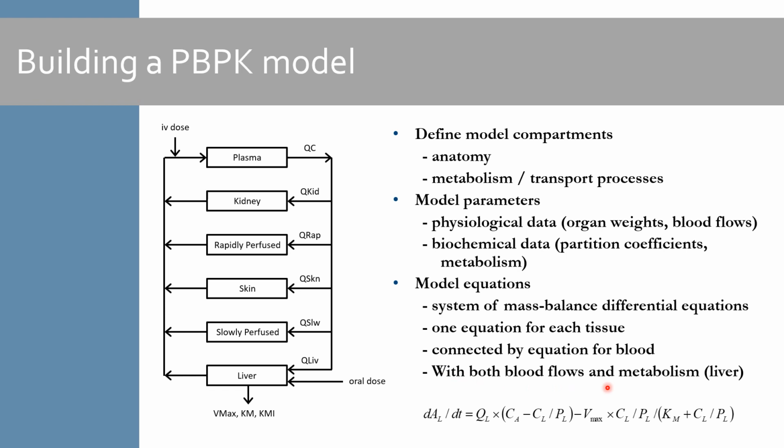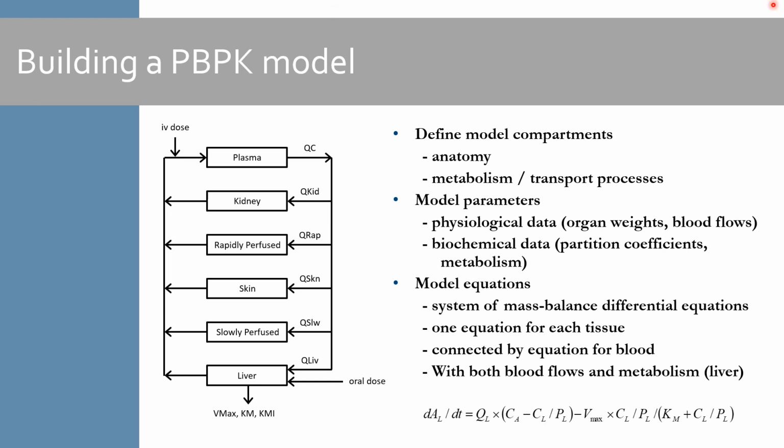And then we develop the model equations. Like I said, it's a system of mass balance differential equations. And usually we have one equation for each tissue, and each tissue is connected with the blood flow. So here, for example, this equation, I'm not going to spend too much time because I know it's quite complicated. But this equation, for example, says that the rate of change of the amount of chemical in the liver, so AL for amount in liver, with respect to time, so dt, equals the blood flow times the arterial concentration, so blood flow here QL, times Ca, the arterial concentration, minus the blood flow leaving the tissue, so concentration divided by partition coefficient.